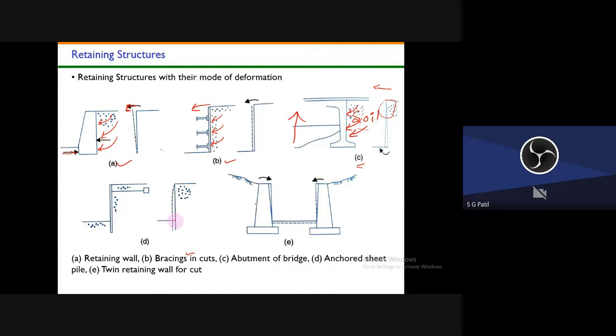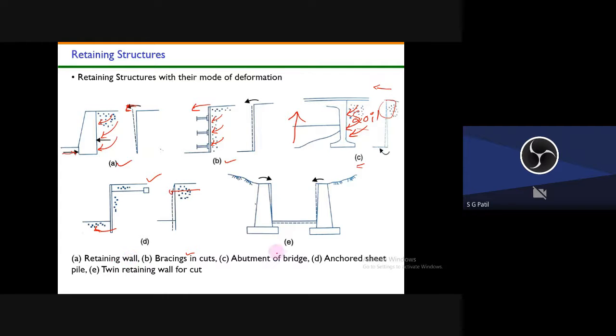Another example is the anchored sheet pile walls. Here the anchored sheet pile wall is being pulled on the upper side. Some anchoring will be there, and once it pushes the anchored sheet pile wall, it will move like this. So this is the deformation mode.